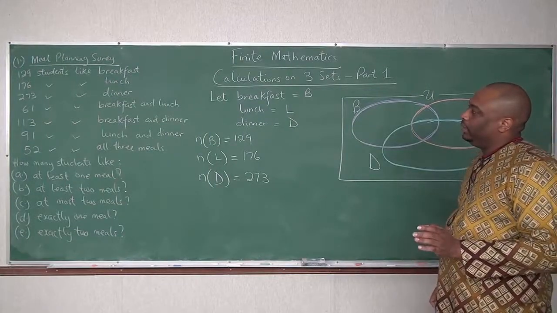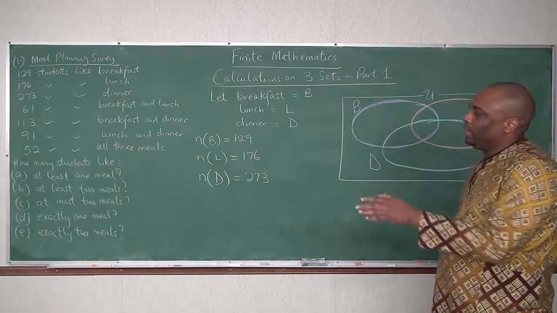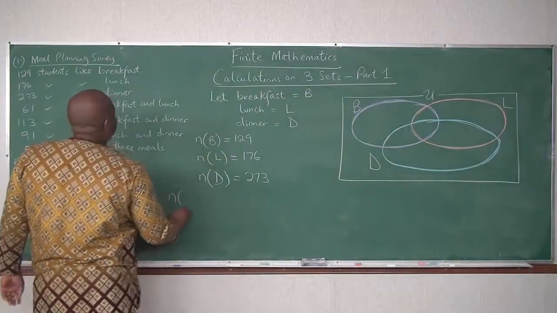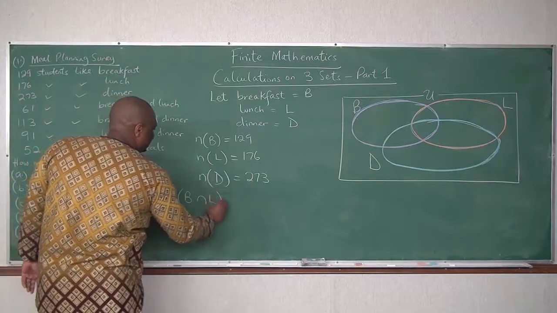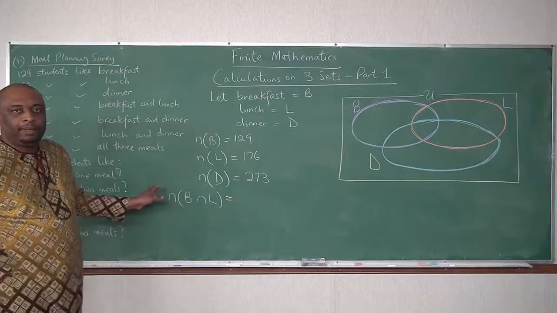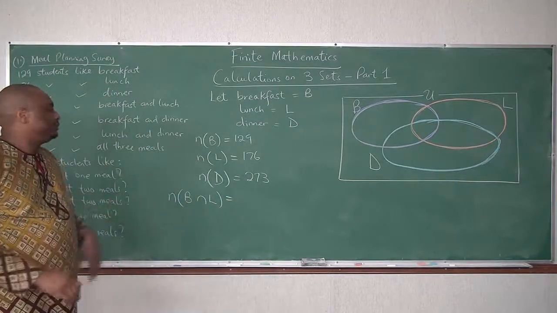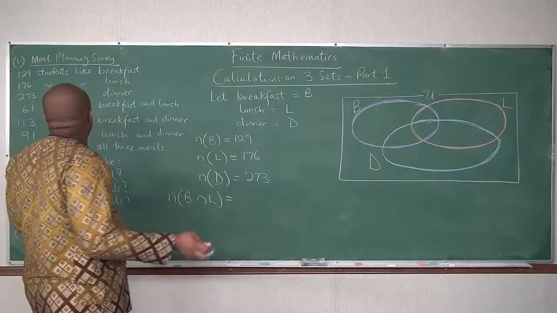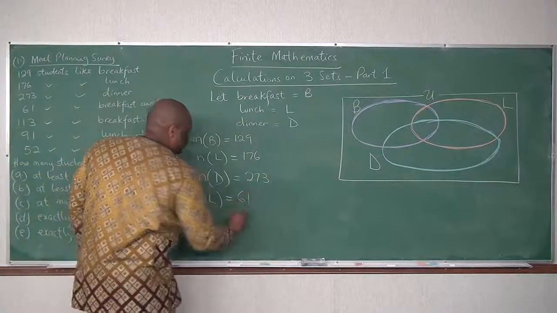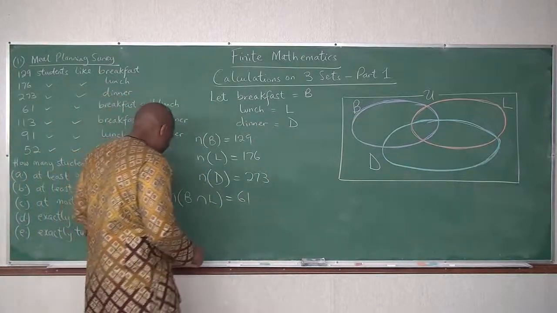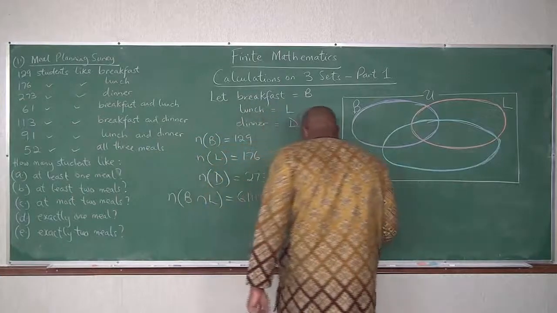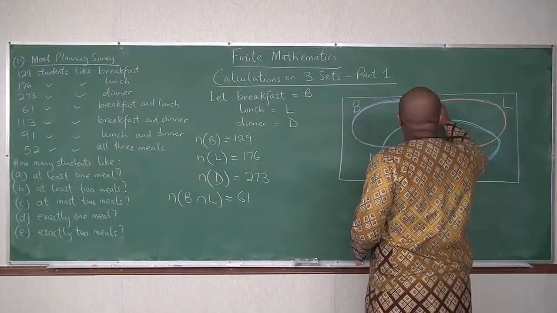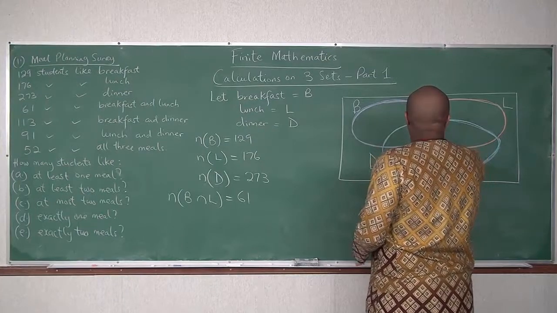So 61 like breakfast and lunch. So cardinality of breakfast intersect lunch. This does not mean only. This means just breakfast and lunch. It does not mean breakfast and lunch only. It just means breakfast and lunch. That is 61. And that is these folks here, right here. Breakfast, lunch.